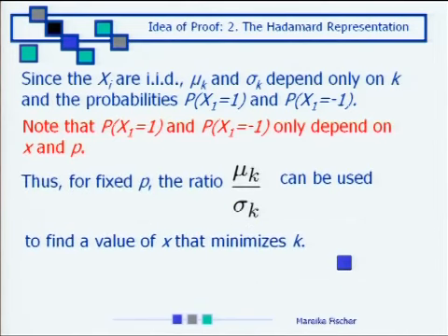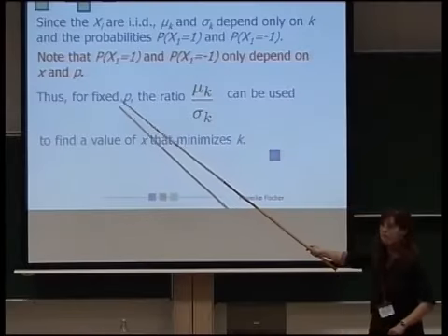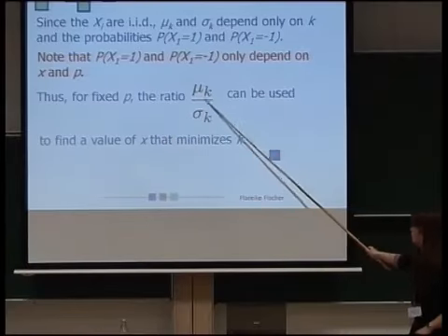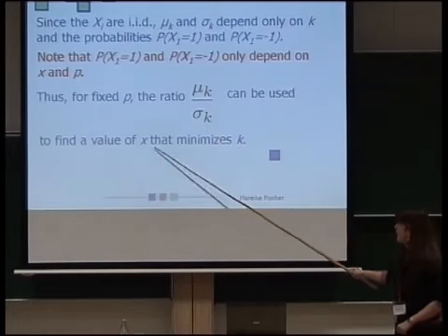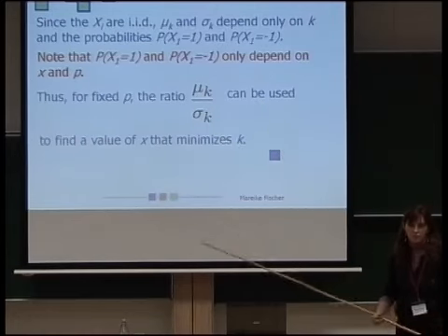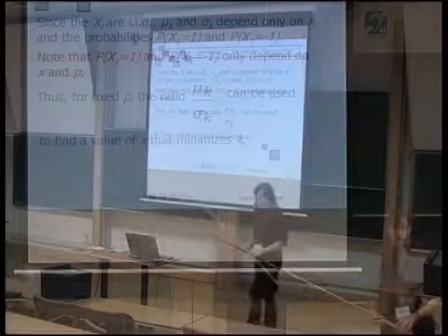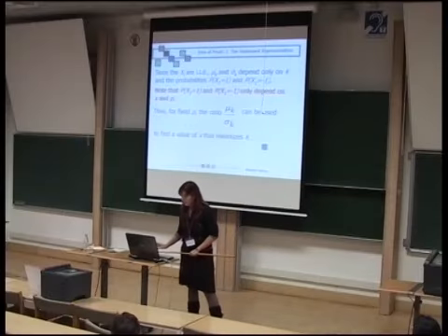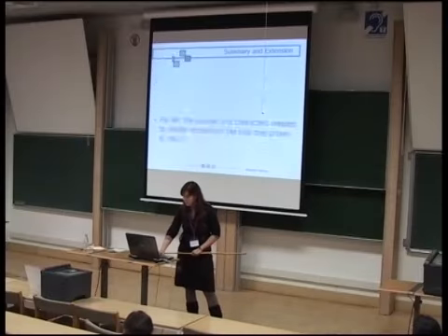So altogether they depend only on k and x and p, and thus if we fix p and look at this ratio, we can find an x that minimizes k. So this is roughly the idea of our proof. Anyways, let me summarize what we just found.